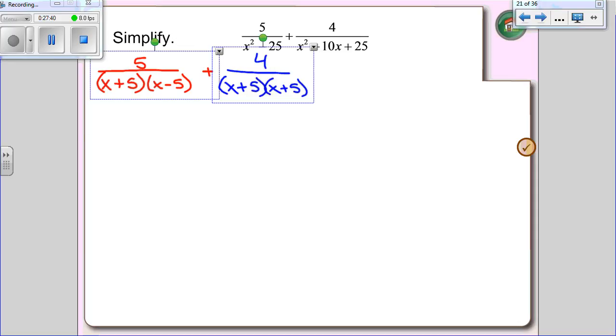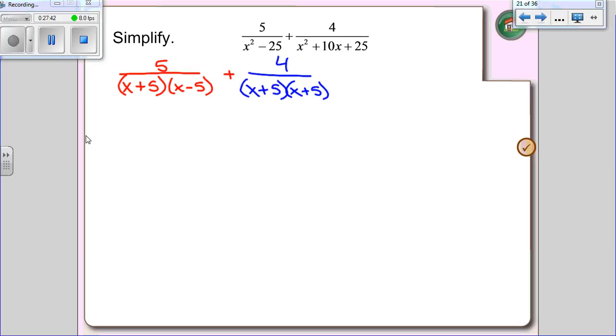Second step is always the same. What do we do right after we factor? We NPV. Find the non-permissible values. In this case, x cannot equal positive or negative 5. Negative 5 would make that 0, positive 5 would make that 0. Negative 5 would make that 0, negative 5 would make that 0.